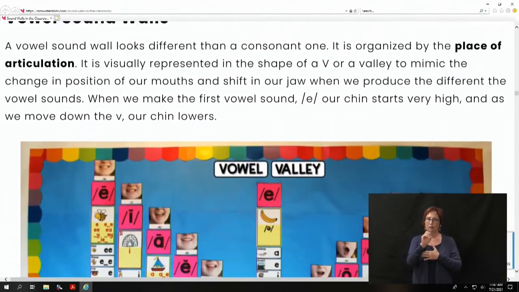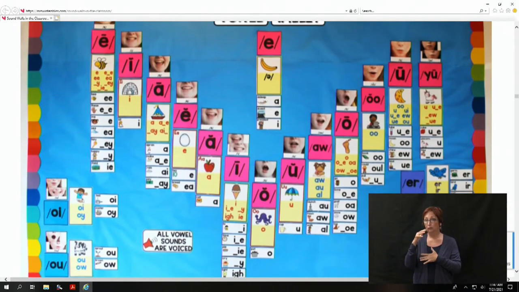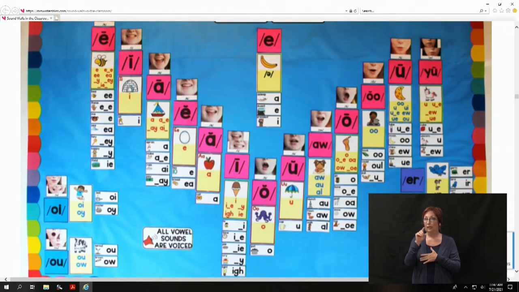And then here is what I loved. This is the vowel valley or a vowel circle. It has all of the vowel sounds. These are all the vowel sounds. I don't think you can probably see the bossy R's. It's blocked, but this shows you all the vowel sounds and what your mouth is doing.